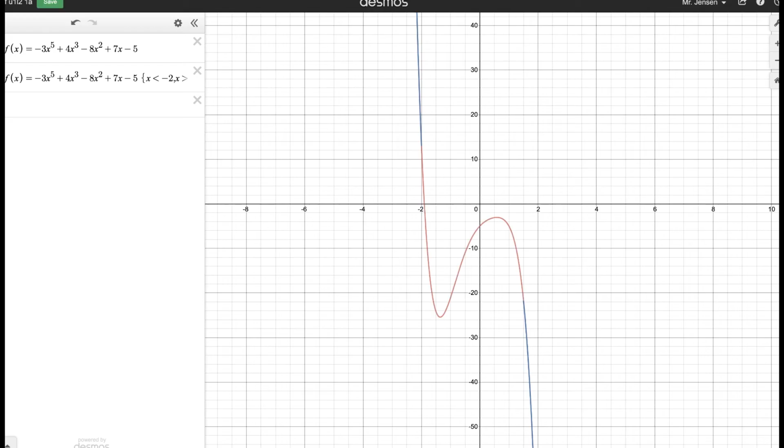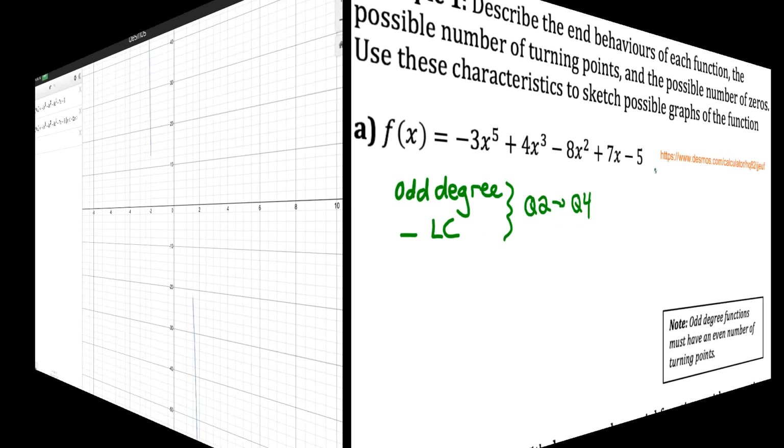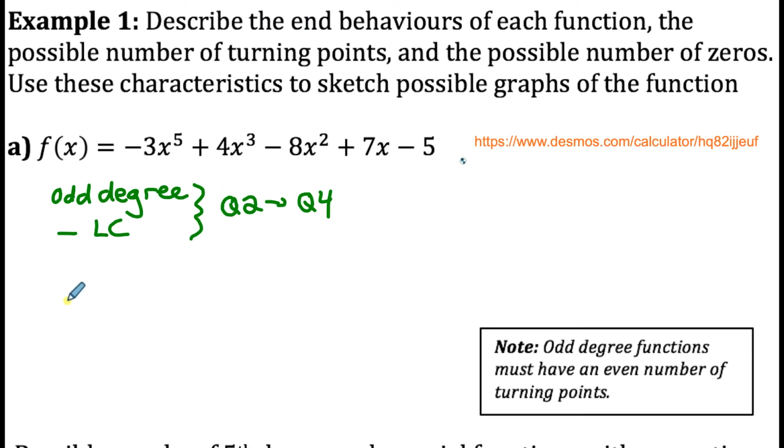Well, we're not going to know for sure, but we should be able to come up with a list of possibilities for how many turning points and x-intercepts it could have. And we're going to list them. So, possible number of x-intercepts. At most, since it's degree 5, the most number of x-intercepts it could have is 5.